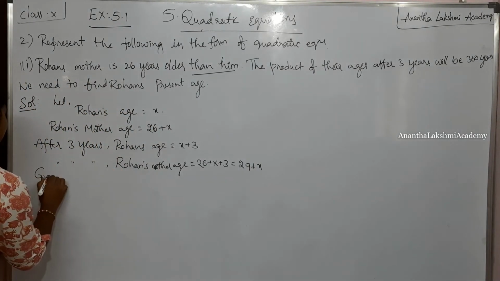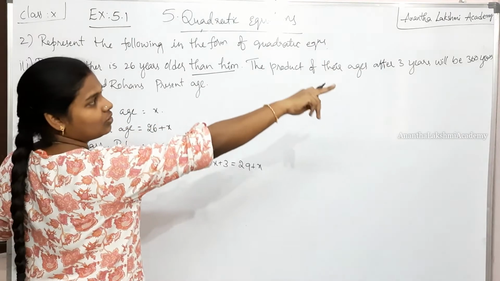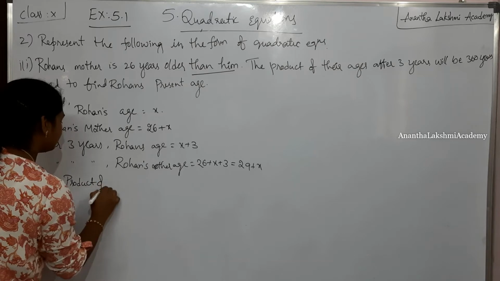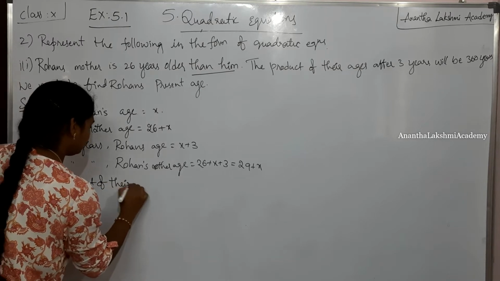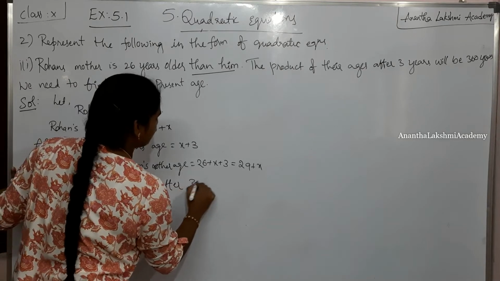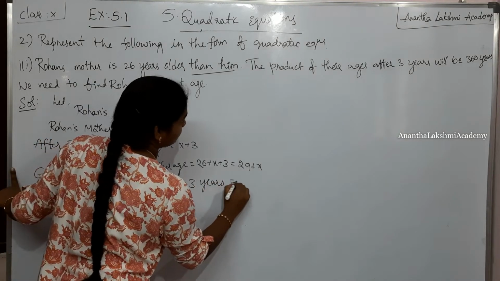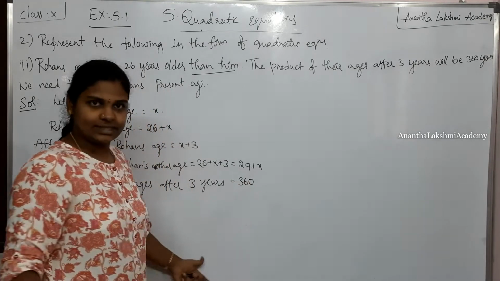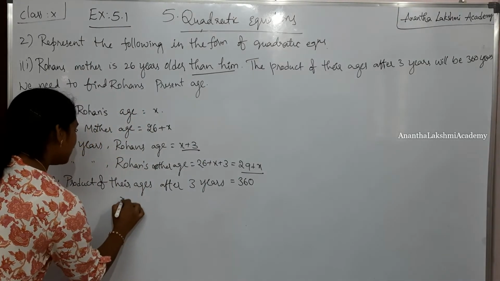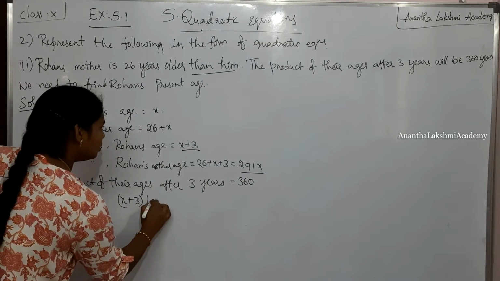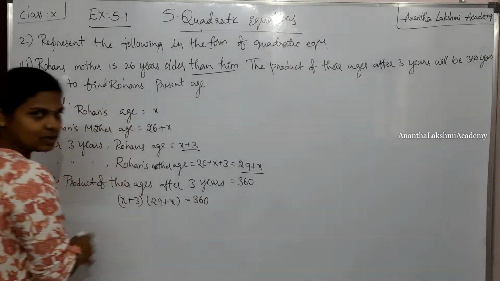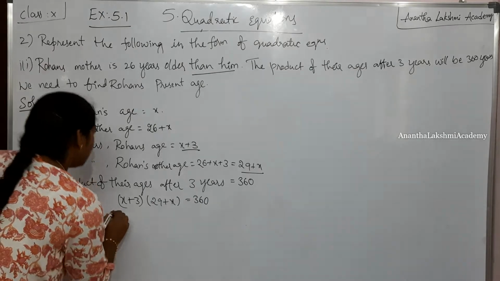Now what is said? Given the product of their ages. What is given for us? The product of their ages after 3 years is equal to 360, isn't it? So what are their ages after 3 years? Nothing but x plus 3 into 29 plus x is equal to 360. Let us solve this to get a quadratic equation.